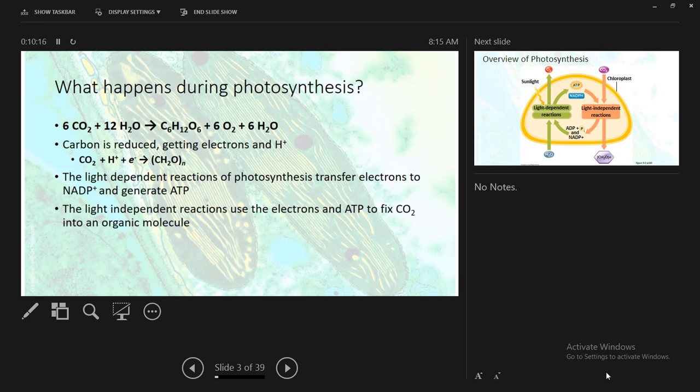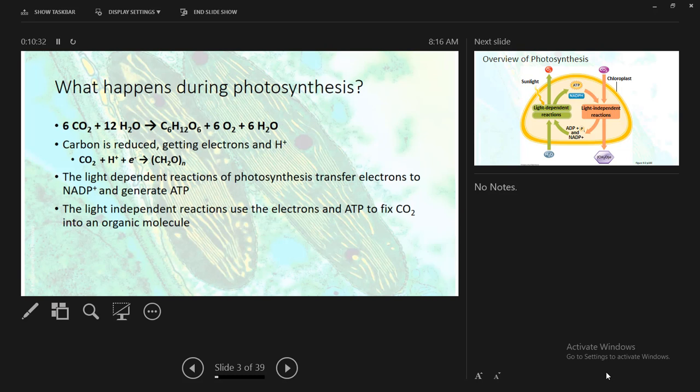Let's wait, everybody. The light-dependent reactions, what are they all about? Making ATP. The light-independent reactions, what are they all about? Reducing carbon.